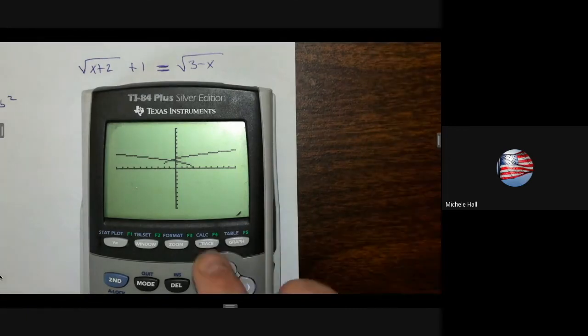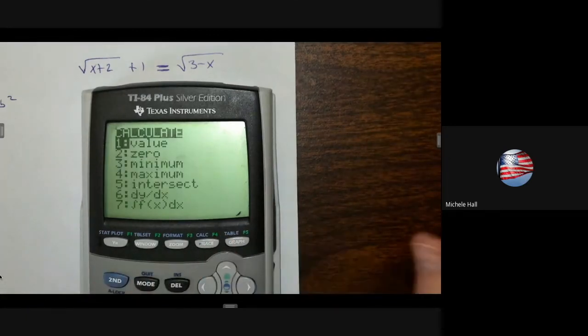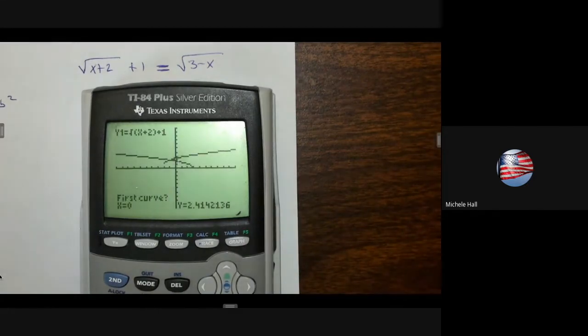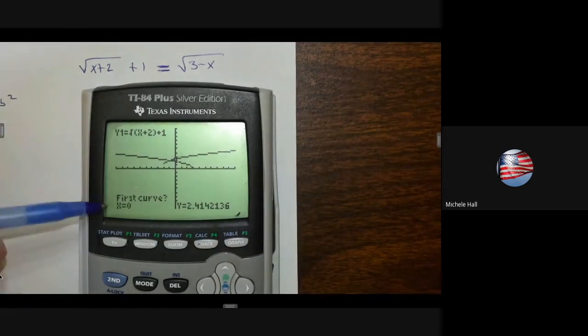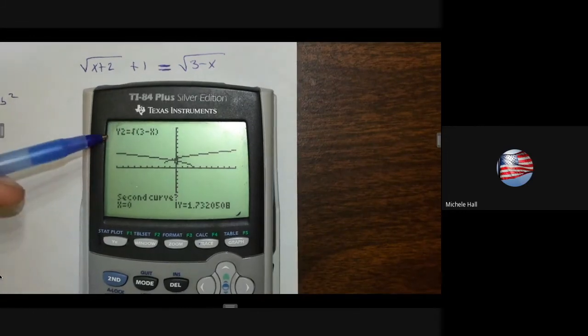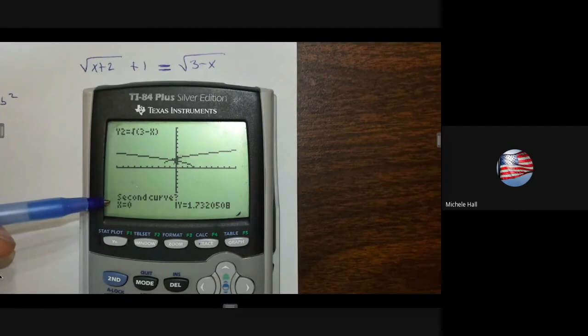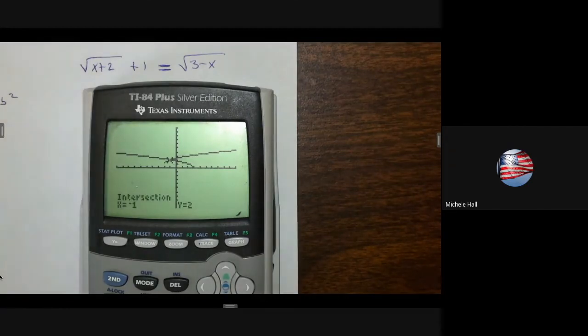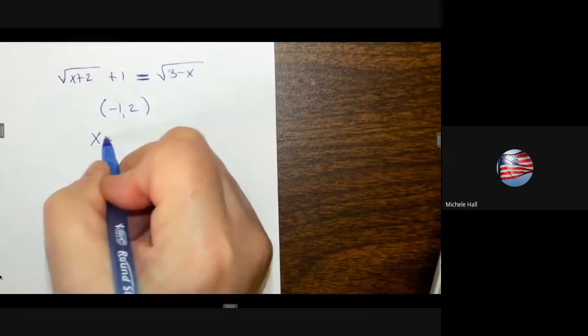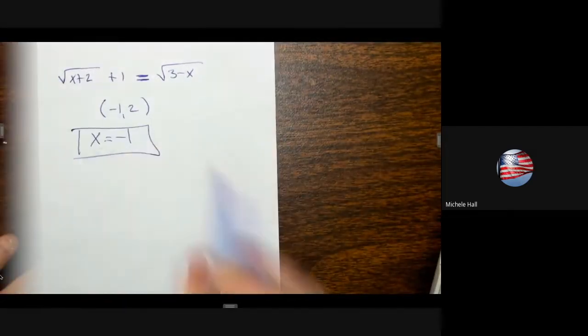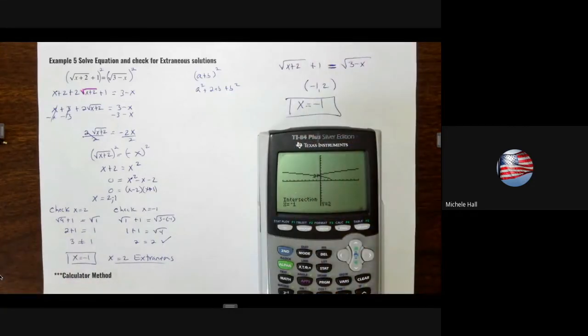So we would go to calculate, and we're looking for an intersection, number 5. It says, first curve, is y1 your first curve? Yes, it is. Enter. Second curve, is y2 your second curve? Yes, it is. Enter. Enter again. And we get x equals negative 1, 2. This means that x equals negative 1. The same answer that we got when we did all the algebra.